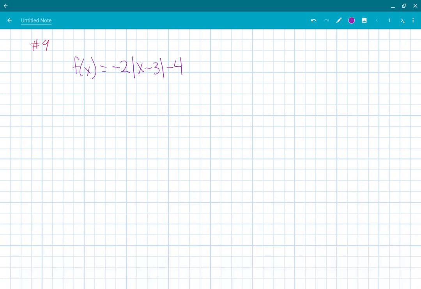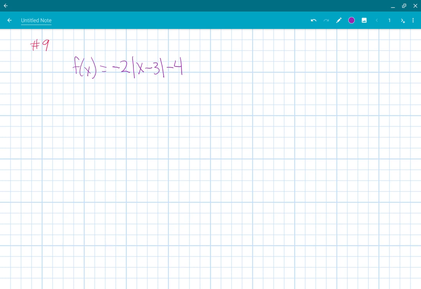So I have a function here, -2 times the absolute value of x minus 3, minus 4. So what's the first step that I recommend? What do you guys think? Find the vertex. Find the vertex.